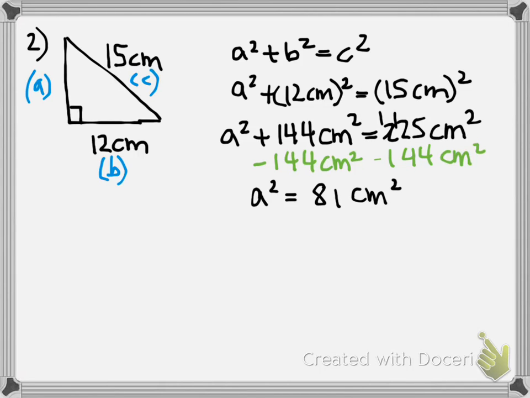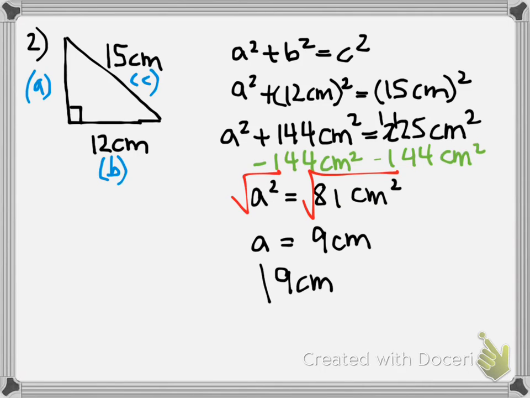But again, the problem didn't ask us to solve for a squared. It wanted to know what was the length of the missing side, not the missing side squared. So what are we going to do? Square root. We're going to have to take square roots. So we'll take the square root of both sides. What's the square root of a squared? A. What's the square root of 81? 9. What's the square root of centimeters squared? Centimeters. Plain old centimeters. So your answer is 9 centimeters.